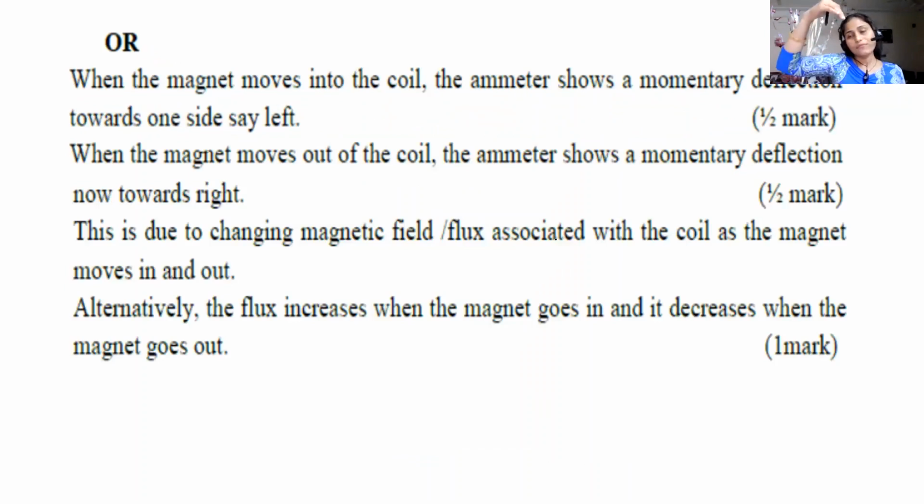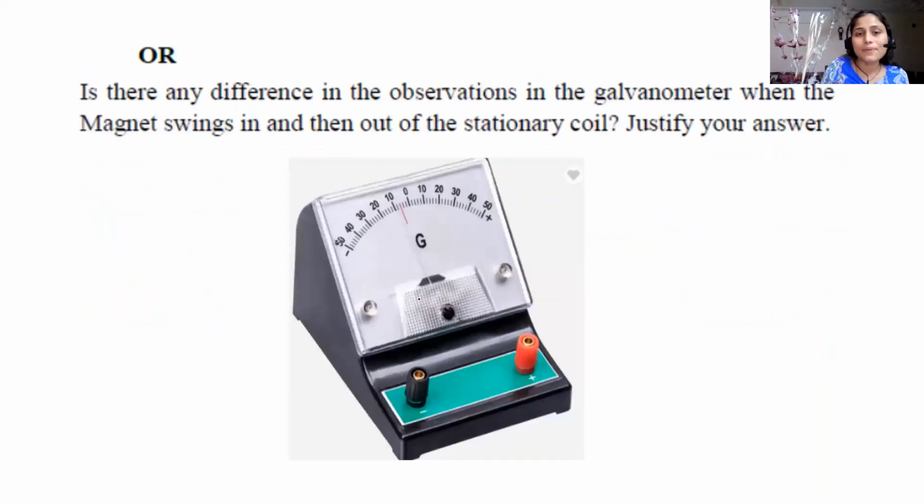What will happen? Say, for example, when the magnet is going inside the coil, there will be a change in the magnetic field. Due to that change, the galvanometer will show some deflection. Say, for example, when it was coming in, it shows a deflection here. When it comes out, the magnetic field lines will again change, but this time they will be decreasing. One time it's increasing, other time it's decreasing. So obviously the deflection will be on the other side.